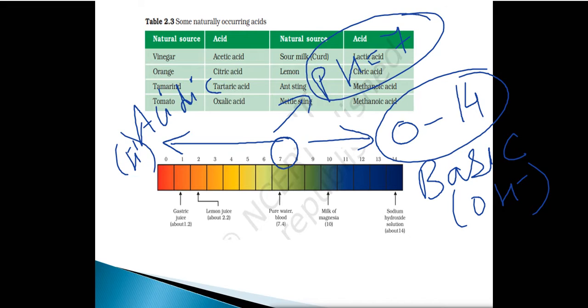One question was asked in the model paper of Karnataka State Board: what will happen if the pH of the solution increases? So you have to write in that answer, as the pH of the solution increases, the basic character, that is OH minus ions, increases.